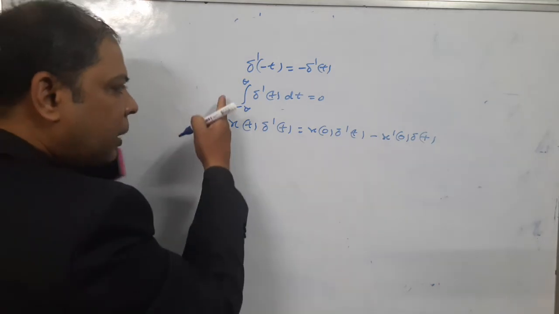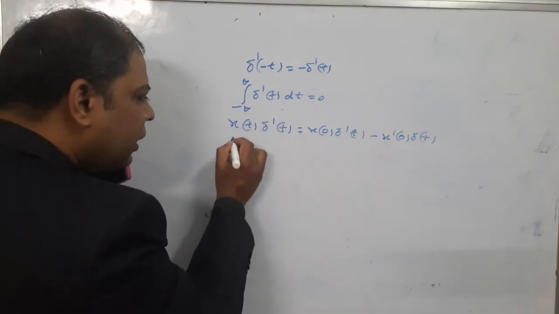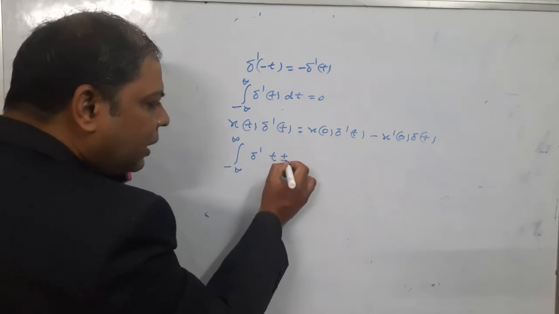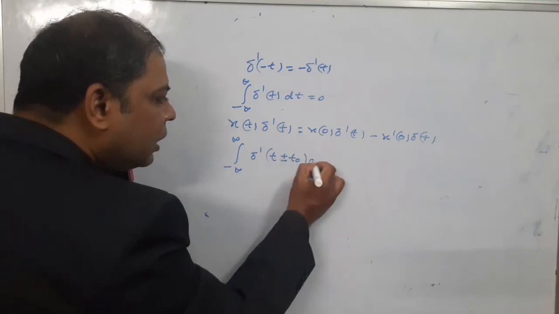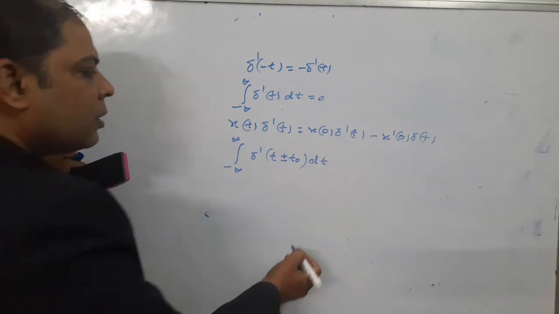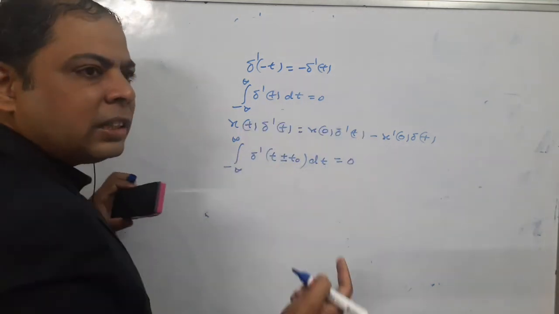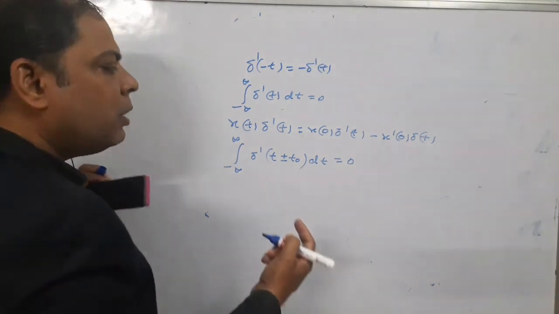Now here you can use shifting property, that means integration minus infinity to infinity del dash t, suppose plus or minus t0, directly I am writing dt is equal to 0. I have told if you shift the signal, there is no change in area. Area must be equal to 0.